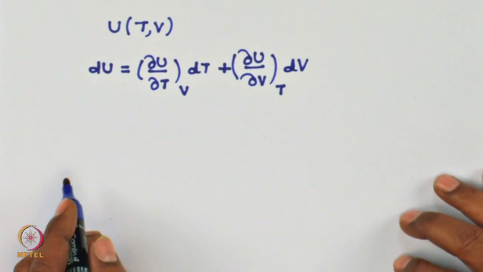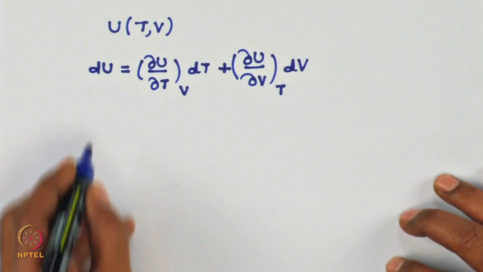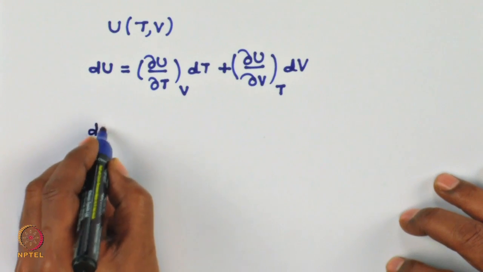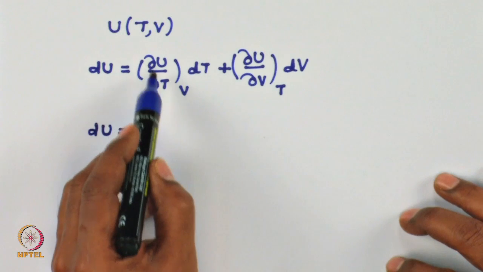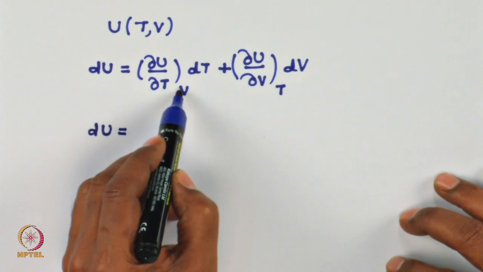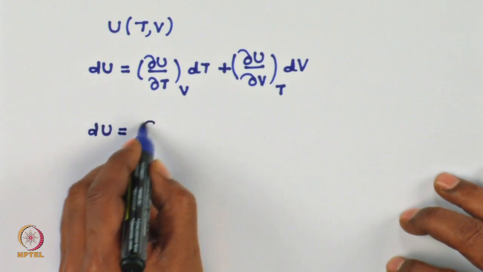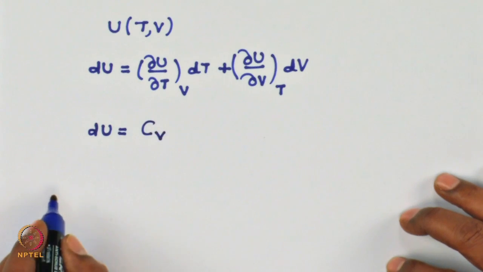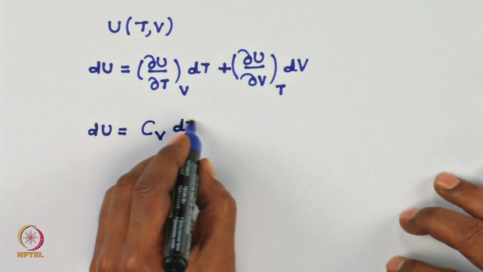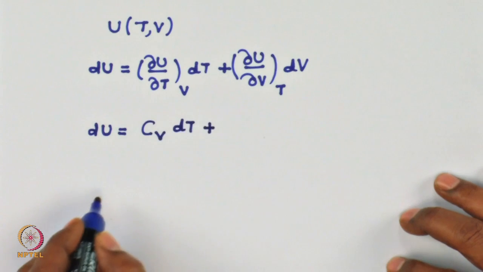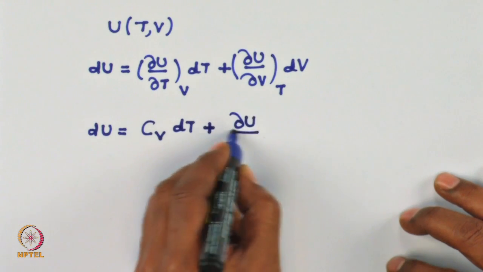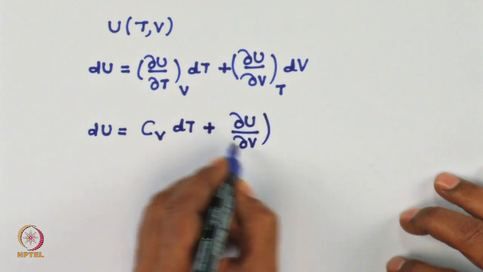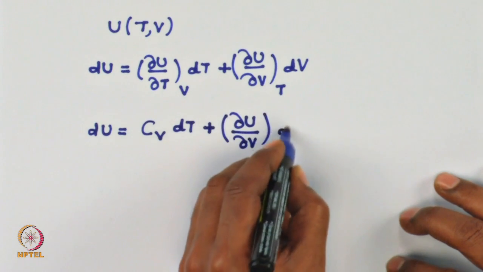Now, let us start recognizing the different parameters. du is equal to (∂U/∂T) at constant volume, which is Cv, we have discussed many times, dT, plus the variation of internal energy with volume at constant temperature, dV.